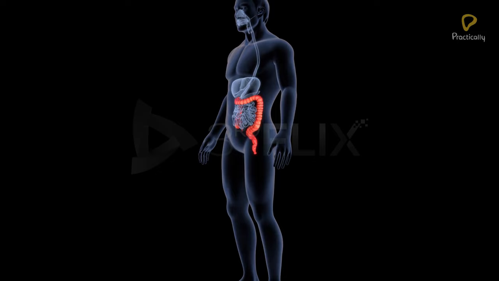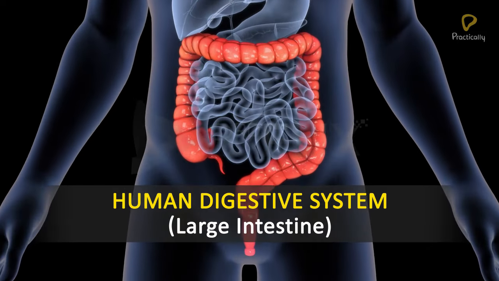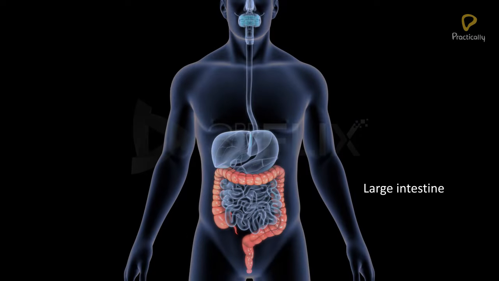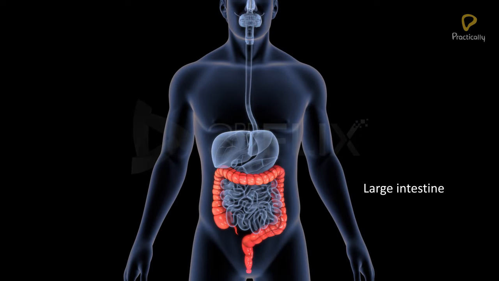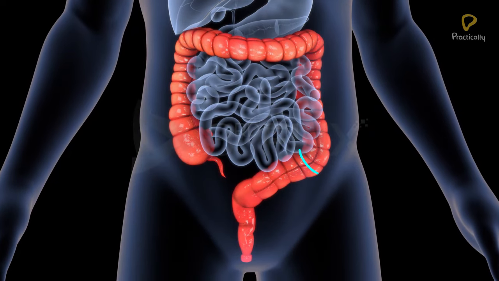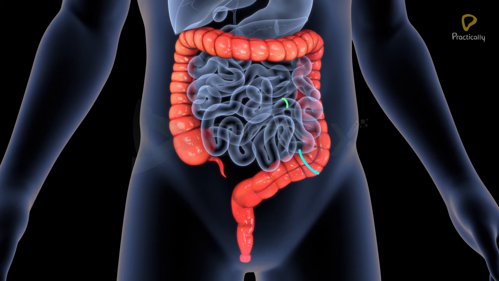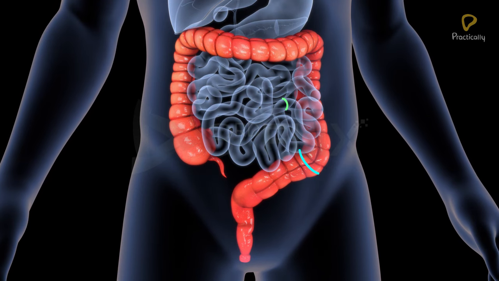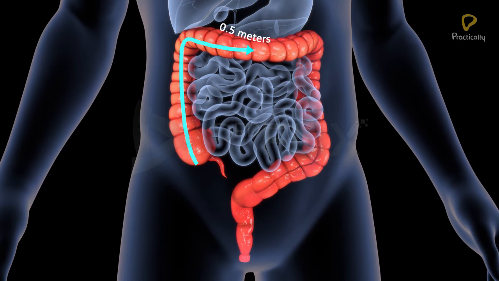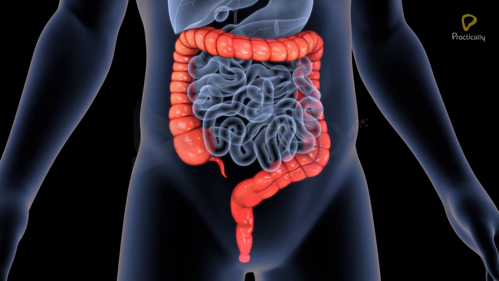Objective: to study the human digestive system, the large intestine. The large intestine is the last region of the alimentary canal. The diameter of the large intestine is larger than that of the small intestine, hence the name. It is about 1.5 meters long and consists of the cecum, colon, and rectum.